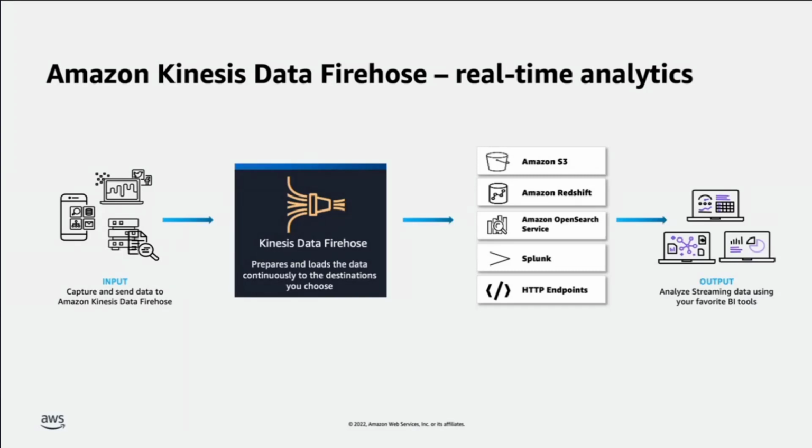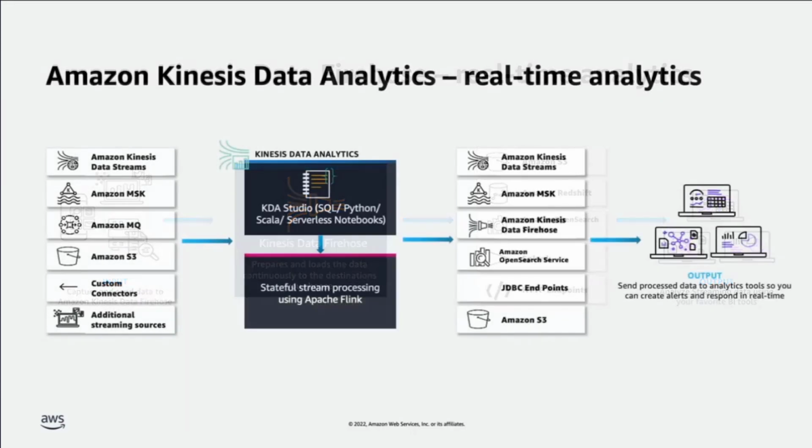For working with streaming data using Apache Flink, we also have the Amazon Kinesis Data Analytics service. As with Amazon Kinesis Data Streams and Kinesis Data Firehose, this service is also a fully managed serverless Apache Flink environment to perform stateful processing with sub-second latencies. It integrates with several AWS services, supports custom connectors, and has a notebook interface called KDA Studio, Kinesis Data Analytics Studio, a managed Apache Zeppelin notebook to allow you to interactively work with streaming data.